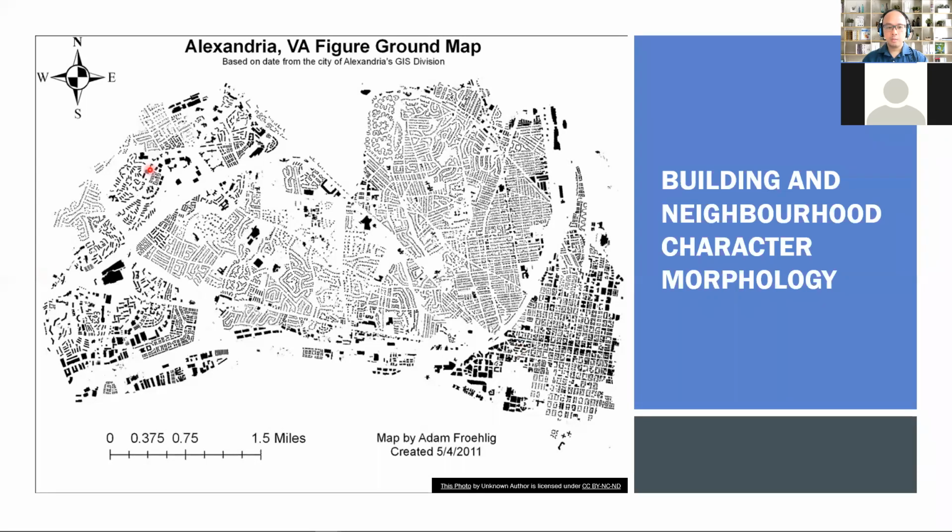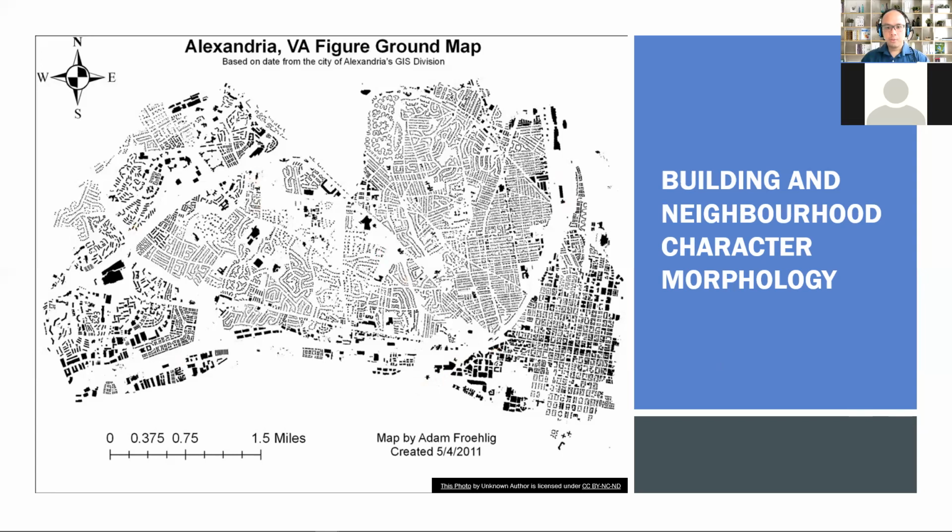Using figure ground mapping techniques, you can assess the texture or the grain of the built environment. It's quite simple. It only involves mapping two elements: the building footprints or the figures, dark patches, and the spaces in between the buildings, or the ground, which is the empty, or the white areas here.